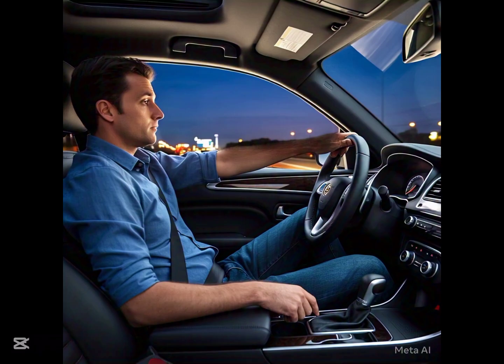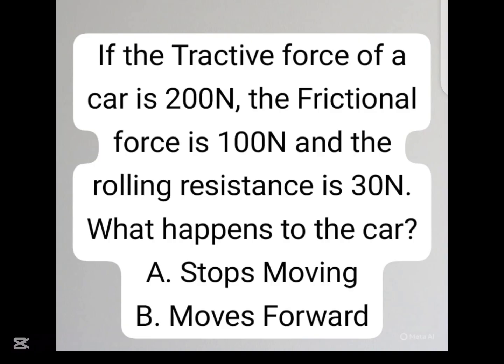In the meantime, pause the video and attempt this particular question. Tell us if your answer is A or B in the comment section.